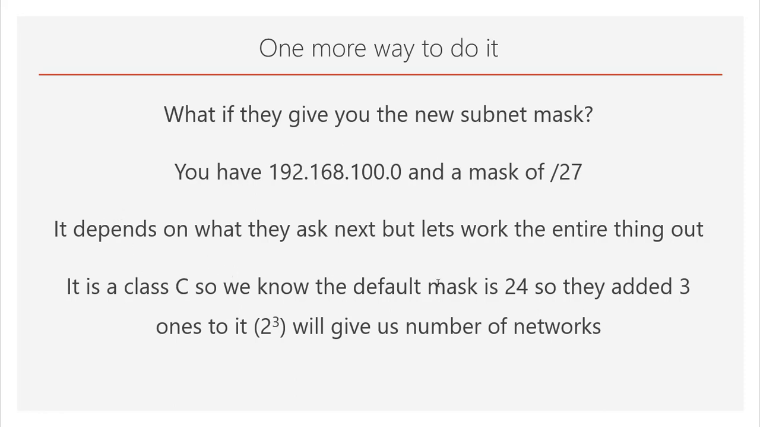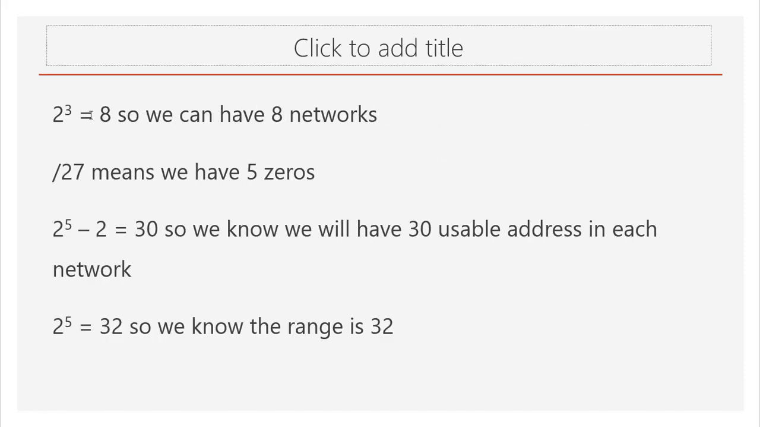So we know it's a Class C, so the default mask is /24. And then they said it's now /27, so they added 3 ones to it. So this gives us the number of networks. So now we go to the network formula, 2 to the x. X is 3, because they added 3 ones, so we know it's 8, so we can have 8 networks.